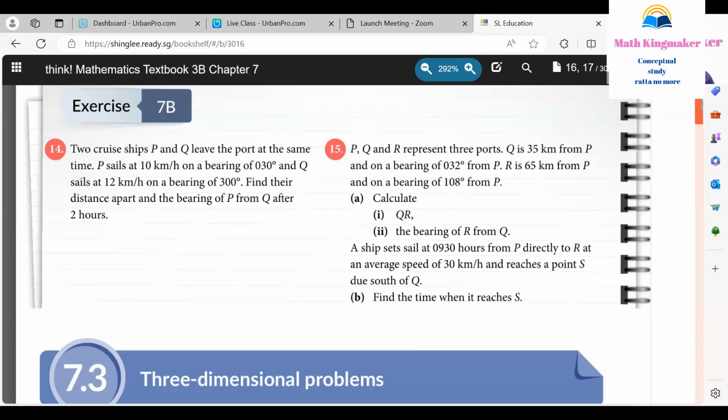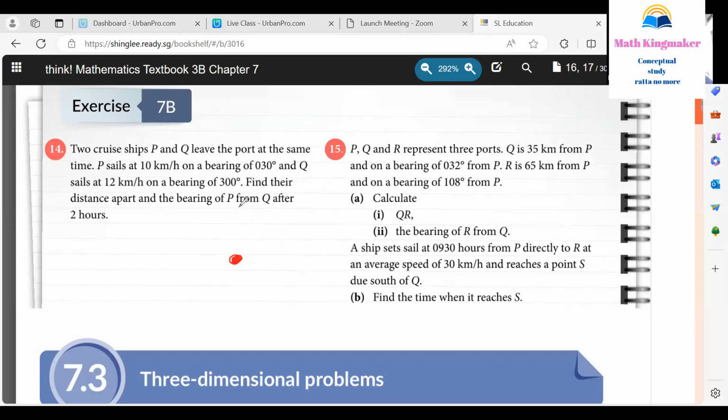Two cruise ships P and Q leave the port at the same time. Let us say this is the port. P sails at 10 km/h on a bearing of 30 degrees.